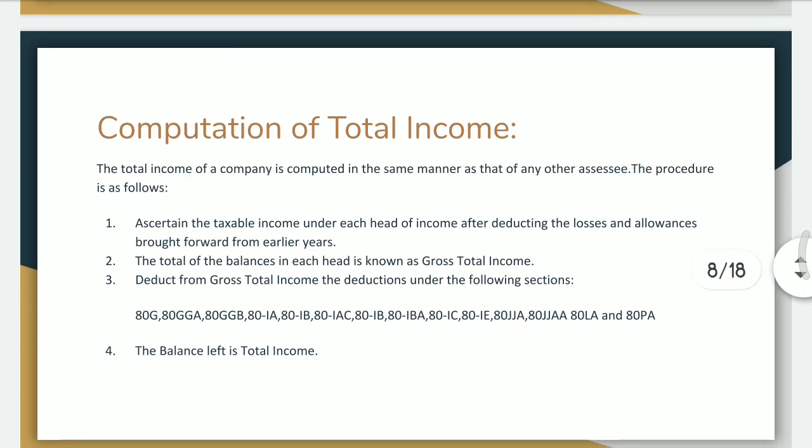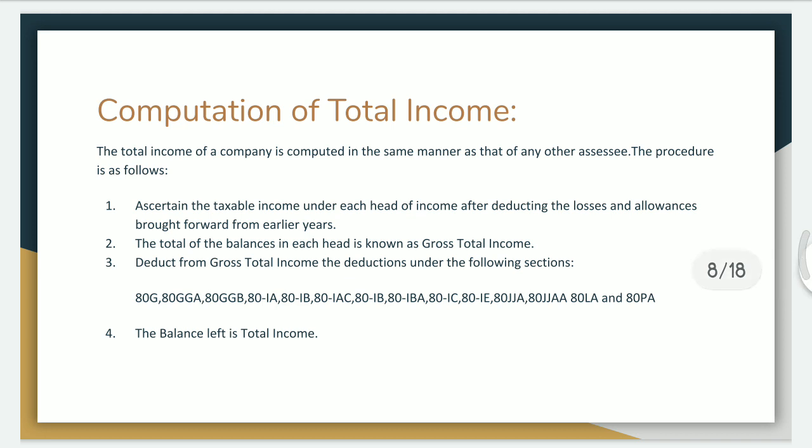Computation of total income. The total income of a company is computed in the same manner as that of any other assessee. You need to follow the following procedure. First of all, ascertain the taxable income under each head of income after deducting the losses and allowances brought forward from earlier years. The total of the balances in each head is known as gross total income. Deduct from gross total income the deductions from 80G to 80PA, and the balance left is known as total income. On this total income, tax is charged.